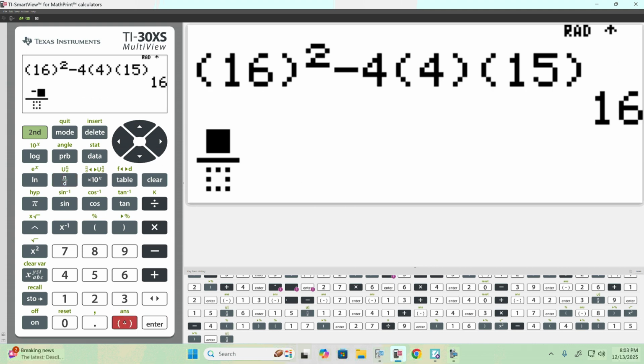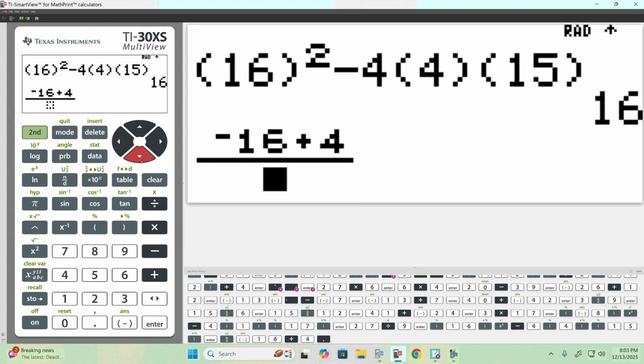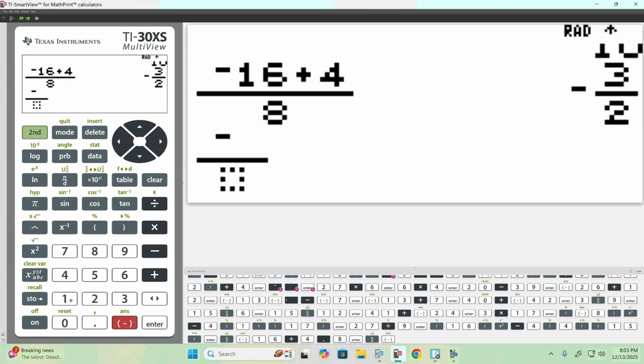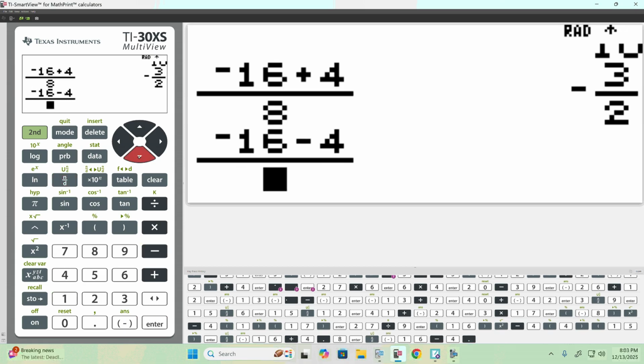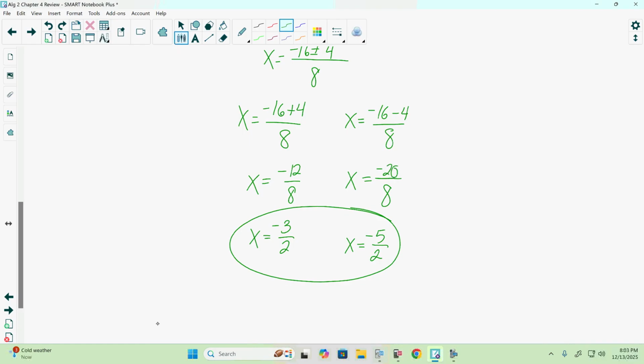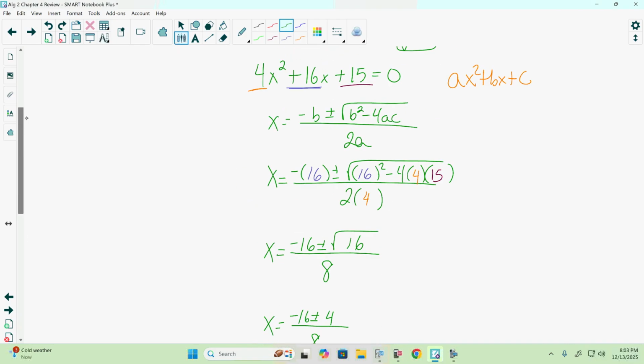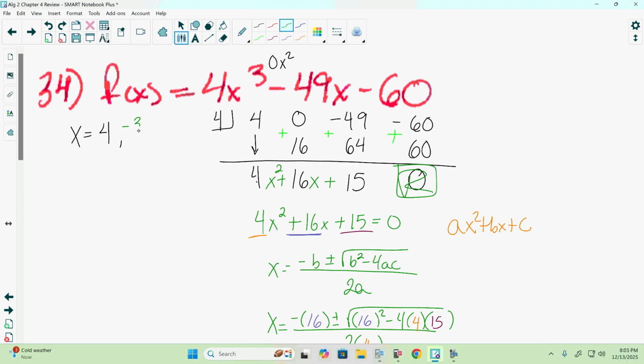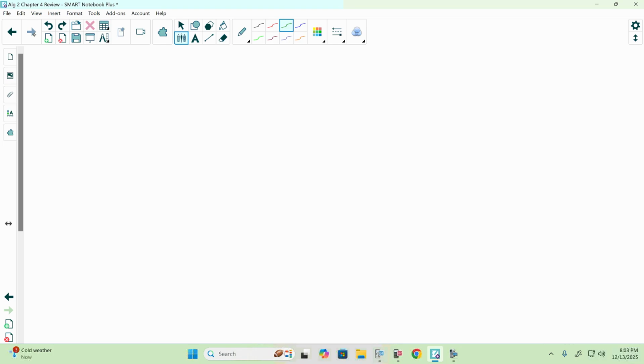Or I can say negative 16 plus 4 over 8, negative 3/2. Negative 16 minus 4 over 8, negative 5/2. So negative 3/2 and negative 5/2 are our other two solutions. And that is it, and that is everything on the review sheet. And we are finished.